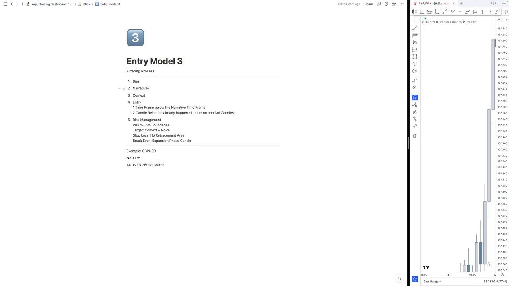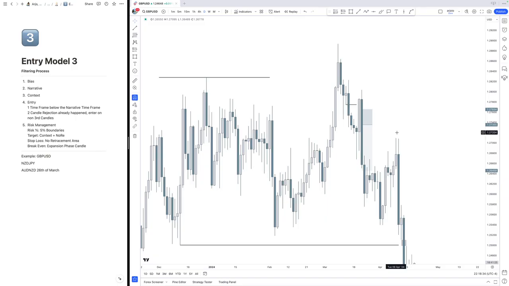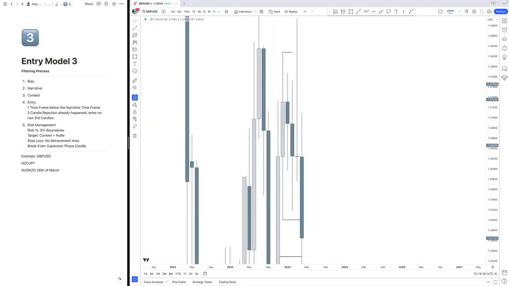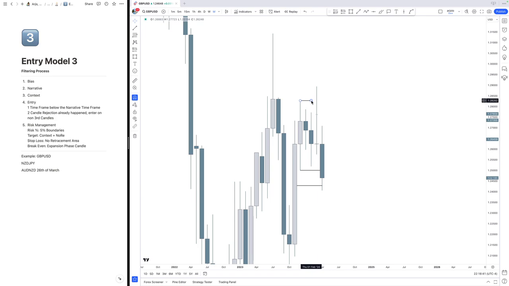Let me show you a few examples right here. Here we are on GBP US dollar to show you the bigger picture. On the monthly right here, we had a potential sweep of that high right there.